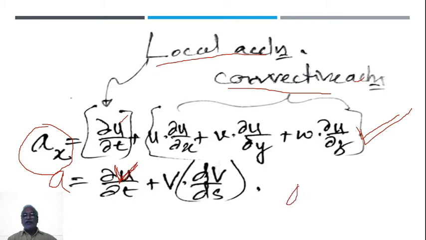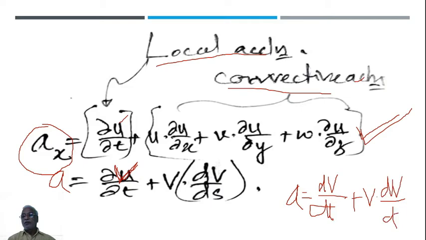I'll write it once again here. A can be written as, first, differentiation with respect to time, dv by dt, the first term, which is the local acceleration, plus the convective part of the acceleration, v into dv by ds. We'll be using this in the next slide also.